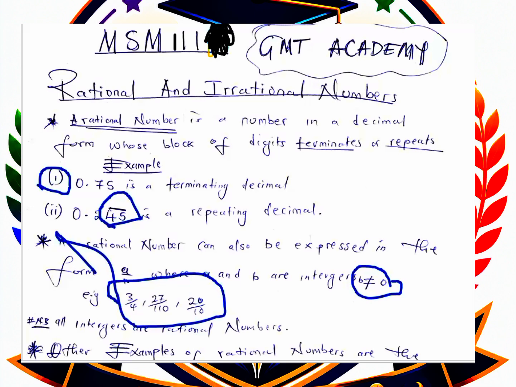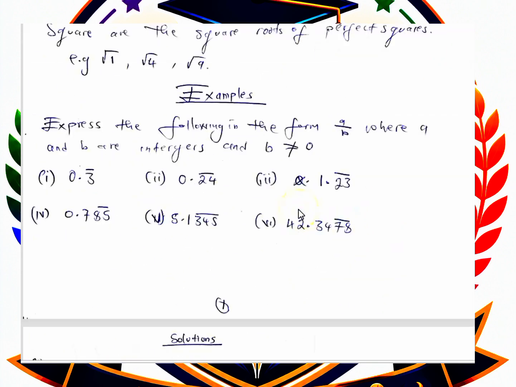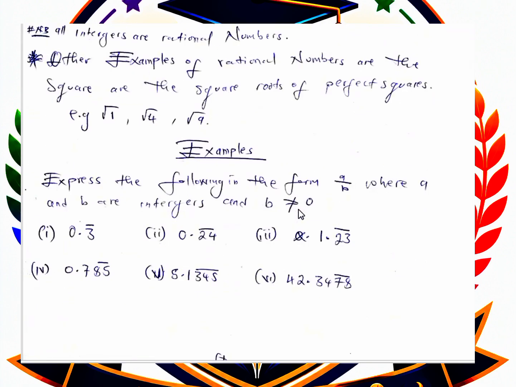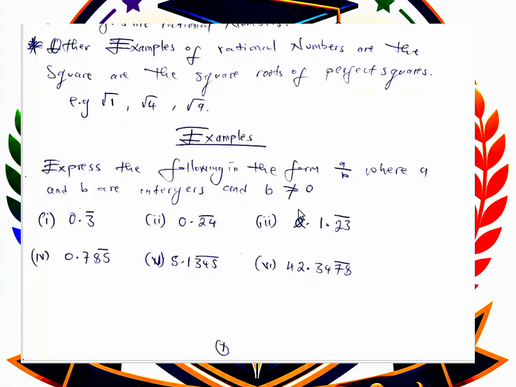Now you should take note that all integers are rational numbers. Other examples of rational numbers are the square roots of perfect squares, actually, right? The numbers which you're seeing here are perfect squares. So when you find the square root of these perfect squares, we call them rational numbers.